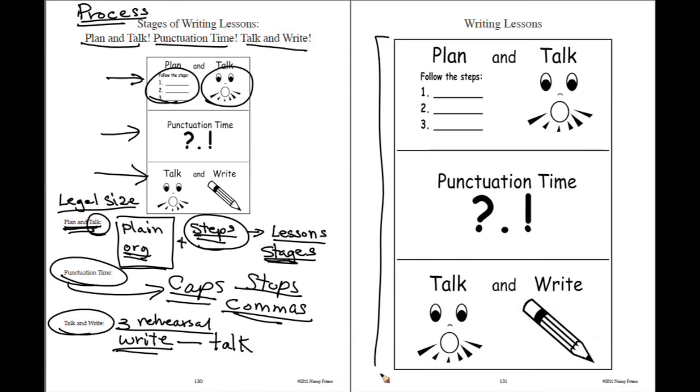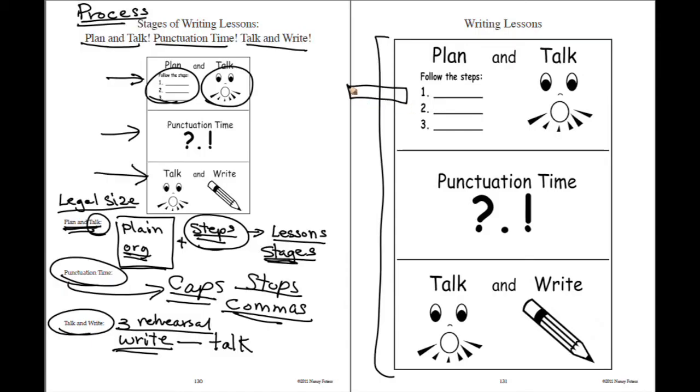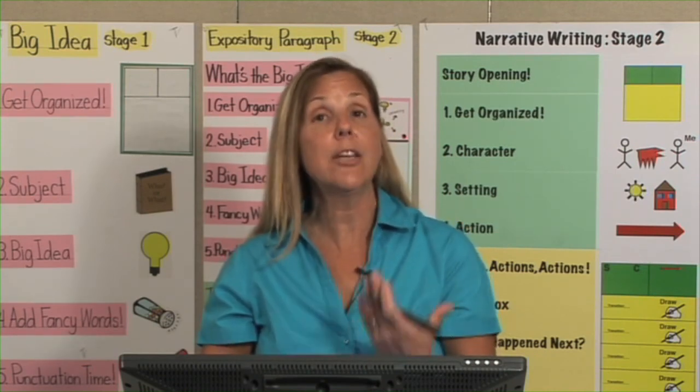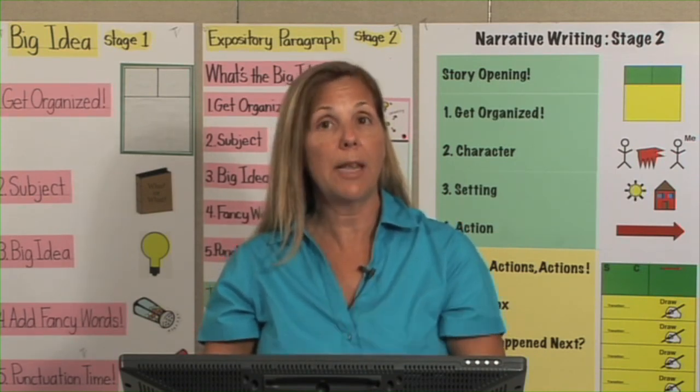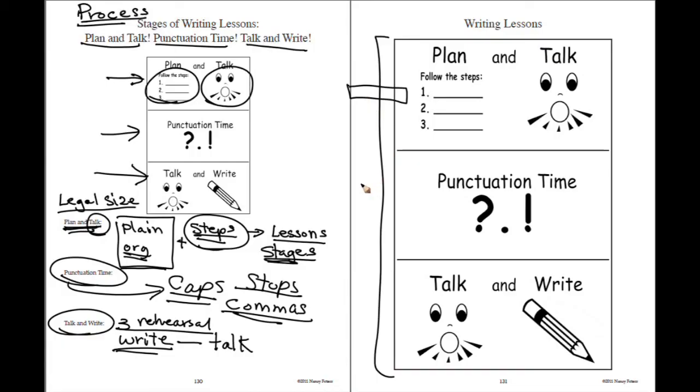On the next page, the facing page, you have a nice little chart here. Now, one of the things that I used to do was I used to get a clothespin, and I would put the clothespin on my plan and talk different parts of our writing process that we were in. So I would have the clothespin here and say, boys and girls, we're going to be planning and talking our paper. Let's get out our plain piece of paper and let's plan our organizer and orally rehearse it, following the steps. Once we finish our organizers, then I would move my clip down to the punctuation time and finally to the talk and write.